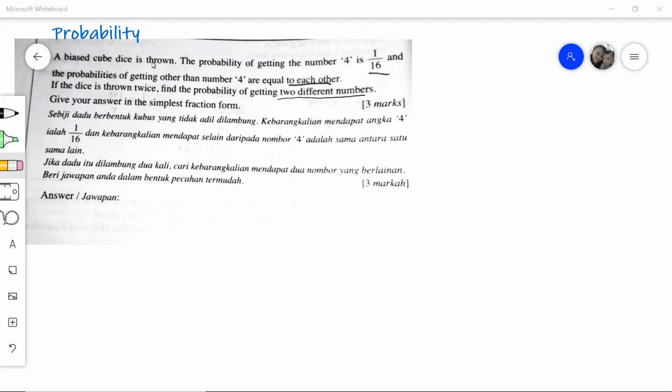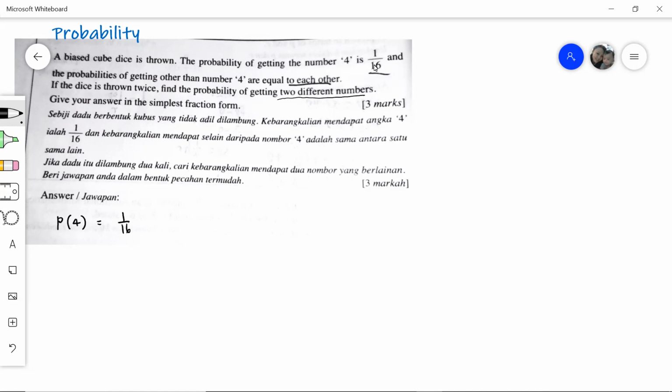A biased cube dice is thrown. The probability of getting the number 4 is 1/16, and the probabilities of getting other than number 4 are equal to each other. Now let's understand what this sentence means. A biased cube means this cube is not built with equal density on all 6 faces. That is the reason the probability to get number 4 is only 1/16.